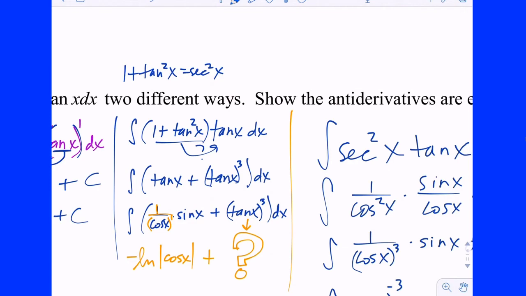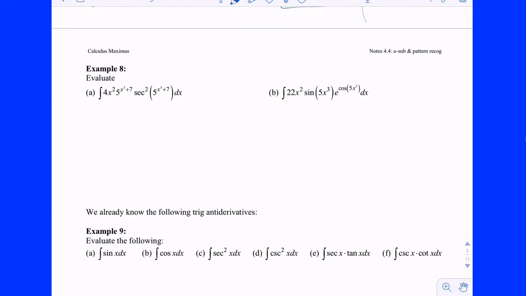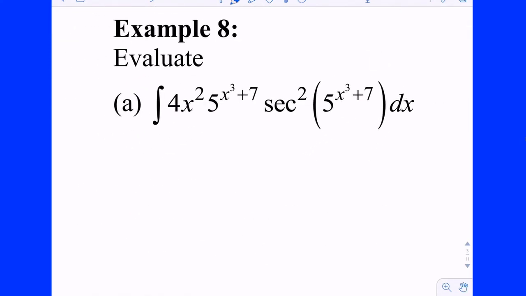All right, so kind of fun, right? Going backwards, and there's several different ways you can do it. All right, we've got about 5 minutes yet. Let's see if we can get 8 in there. Now, 8 looks pretty bad.